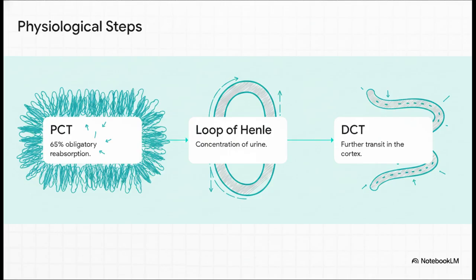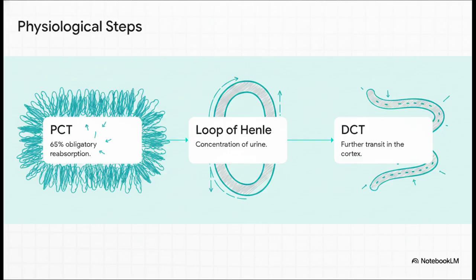Once that filtrate is captured, it goes on quite a journey. Step 1 is the proximal convoluted tubule, or PCT. The cells here have a massive brush border made of long microvilli, increasing the surface area so drastically that an incredible 65% of the filtrate is obligatorily reabsorbed right here.